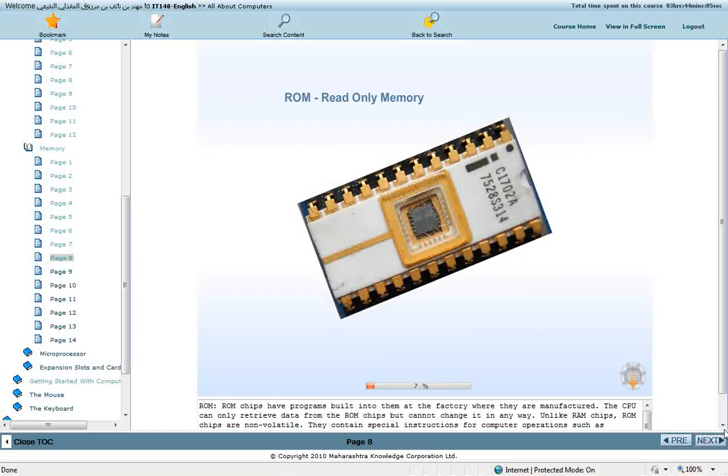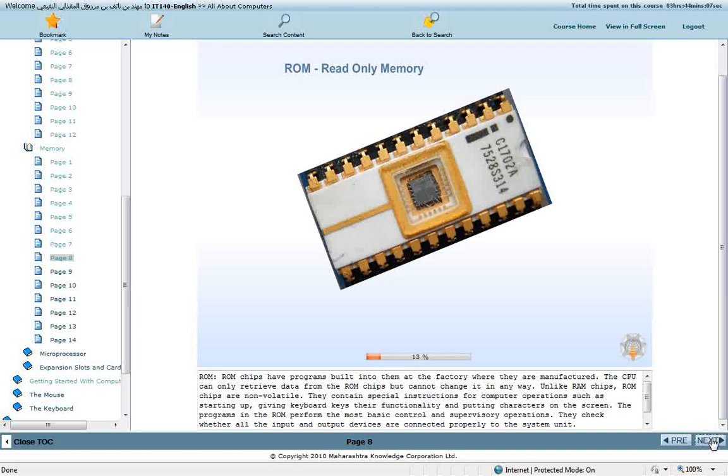ROM chips have programs built into them at the factory where they are manufactured. The CPU can only retrieve data from the ROM chips but cannot change it anyway. Unlike RAM chips, ROM chips are non-volatile. They contain special instructions for computer operations such as starting up, giving keyboard keys their functionality, and putting characters on the screen. The programs in the ROM perform the most basic control and supervisory operations. They check whether all the input and output devices are connected properly to the system unit.